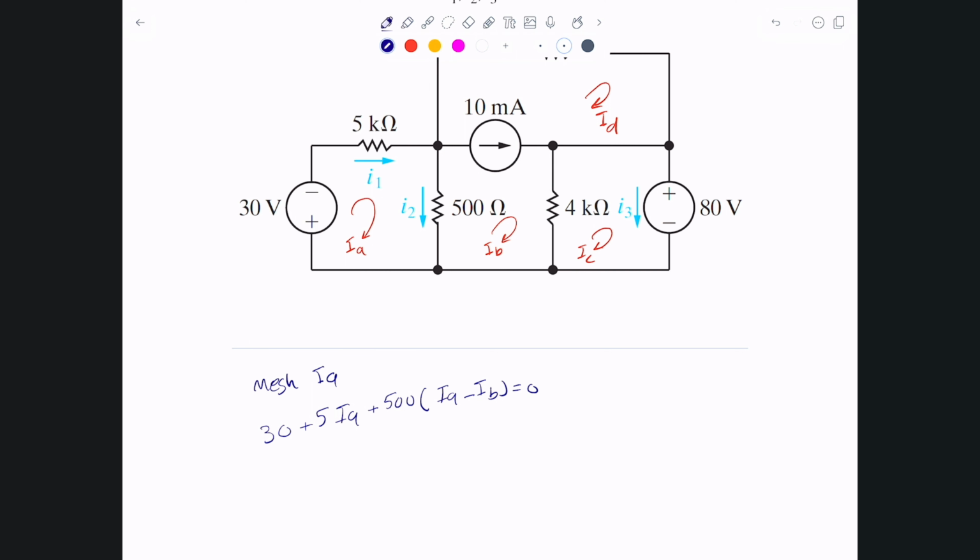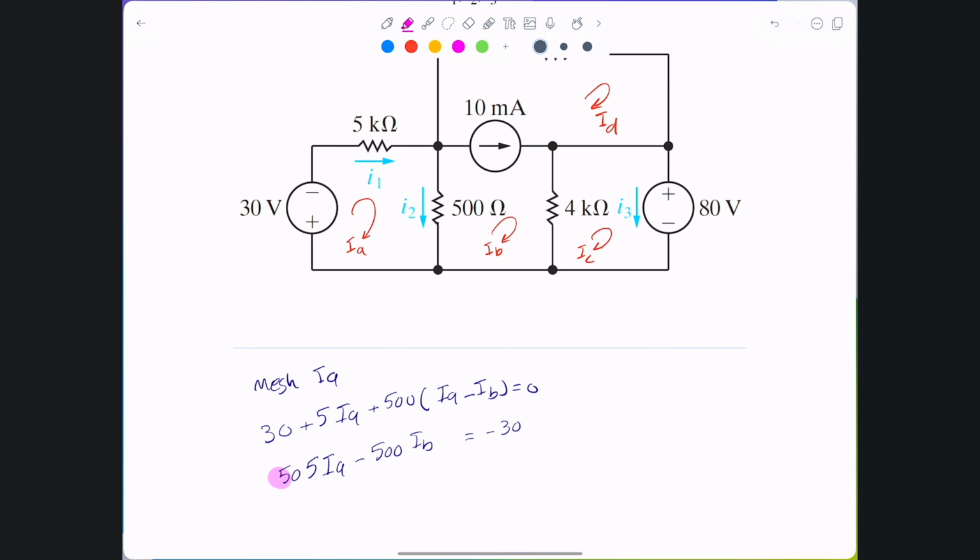You can move things around and you should be able to say 505 IA minus 500 IB, and I believe you need IC and ID and so forth, but they're all zeros in this particular case, and this equals negative 30. Okay, so that's the first equation. I'll just highlight it in here.